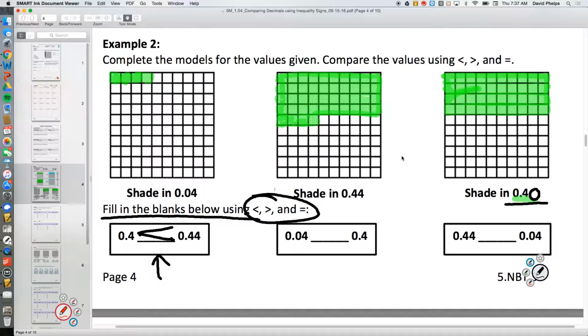Try the next two on your own, and then check your work based on what Mr. Phelps shows. Go.